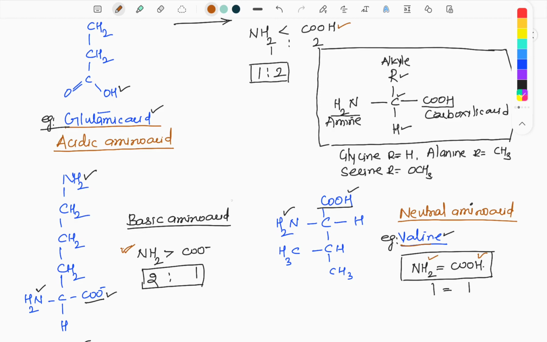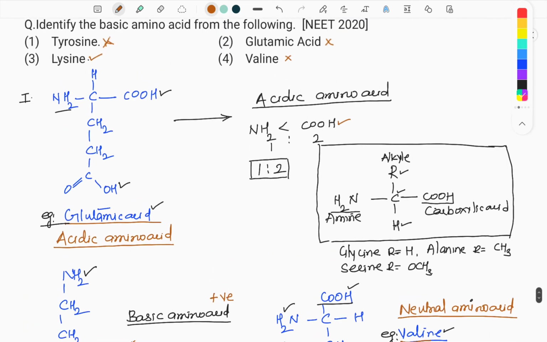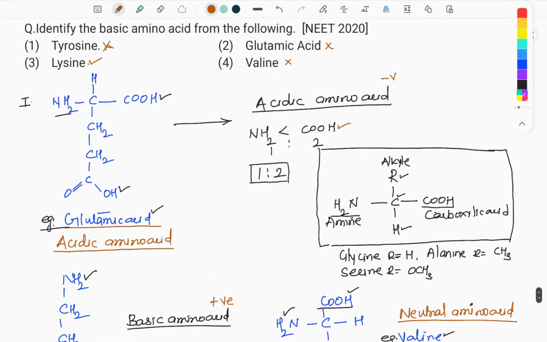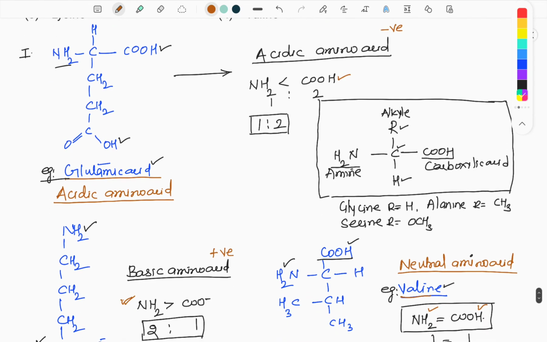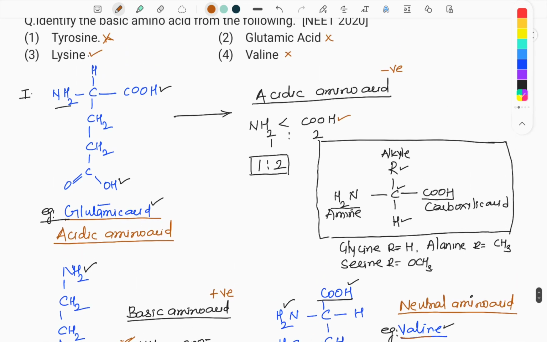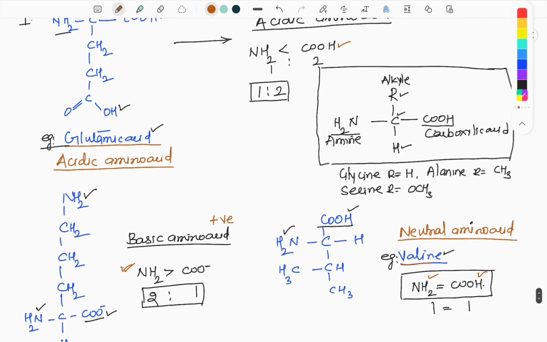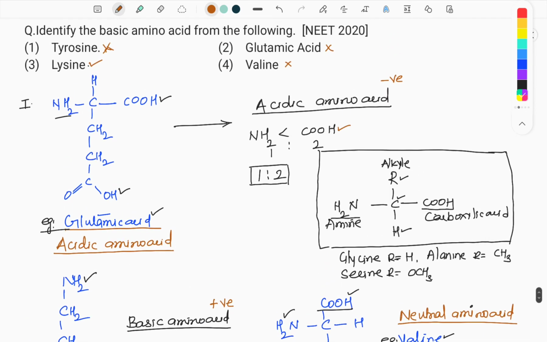One more thing is that a basic amino acid is always positively charged, whereas an acidic amino acid is always negatively charged. A neutral amino acid has both positive and negative present in equal ratio. Remember, acidic, where the COOH group is greater, becomes negative. Basic, where NH2 group is greater, is positive. Neutral, where NH2 and COOH are both in equal proportion. So the answer is the third option for the question.